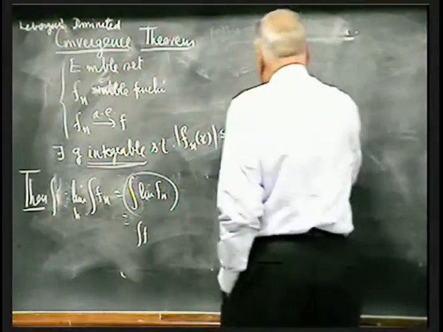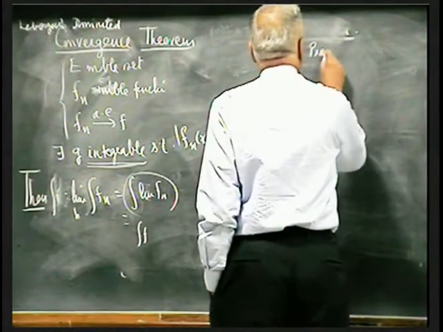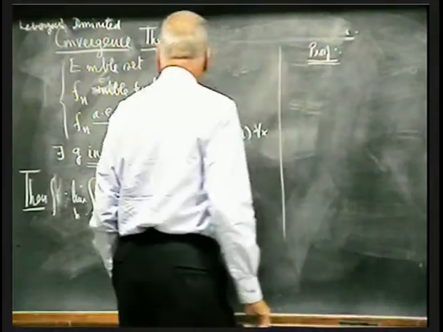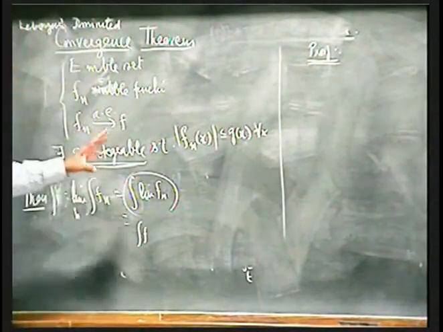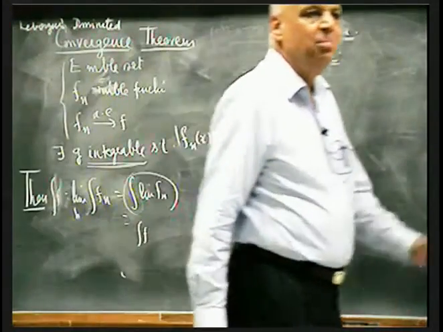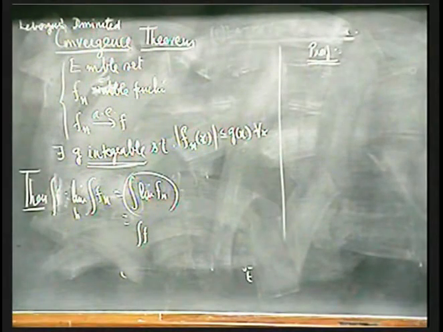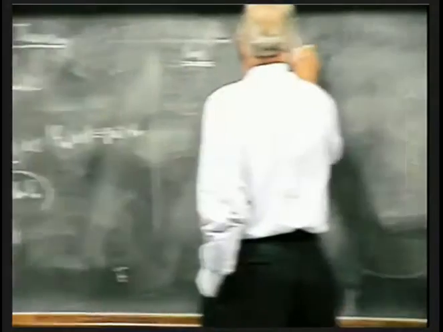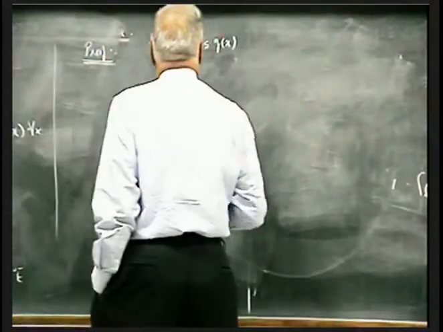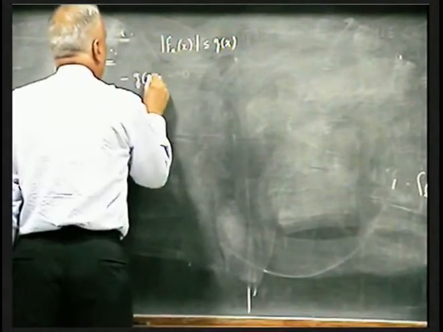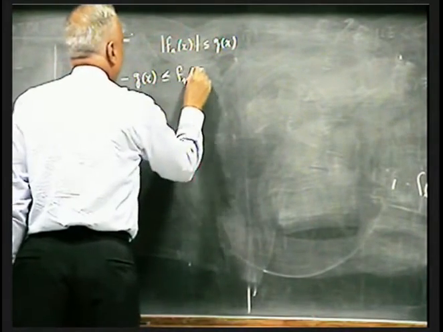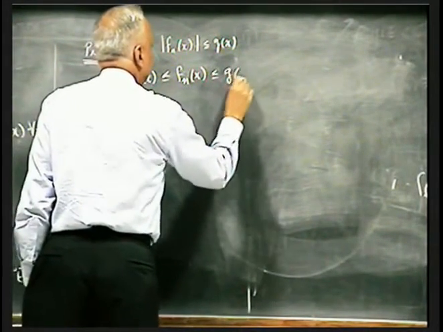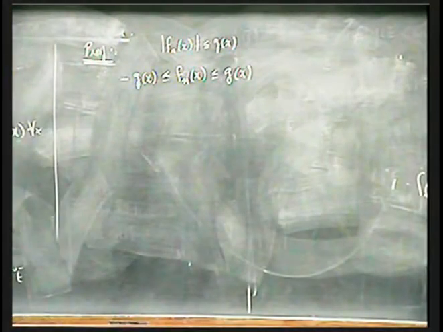So how do we do this? It's very simple. Now, because this looks similar to the bounded convergence theorem, it will go back to one of these earlier theorems. Basically you will use all of them. So I have the modulus of fn of x less than or equal to g of x. What does that mean? Minus g of x is less than or equal to fn of x, which is less than or equal to g of x.